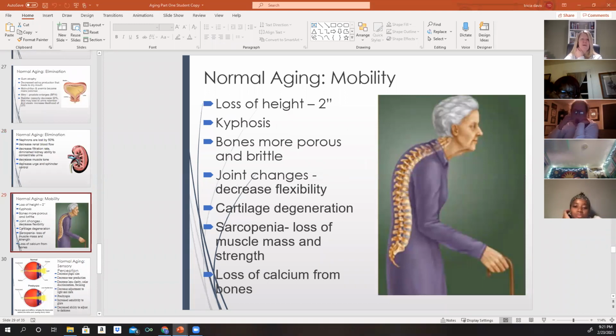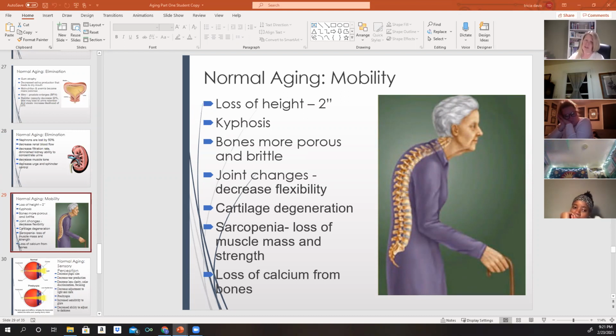So when we talk about mobility, we are going to have a loss of height. This is very often seen in women as they lose estrogen after they hit menopause. It happens rapidly. They can get osteoporosis and start to lose height, up to 2 inches. They can develop kyphosis, which is that big hump in the back. Your bones become more porous and brittle. So this is why we want to prevent falls in older adults, because all of this is happening, and then they fall and they break a hip. If you and I fell right now, we might not break a hip, but in these older adults, they're going to break anything as soon as they fall.